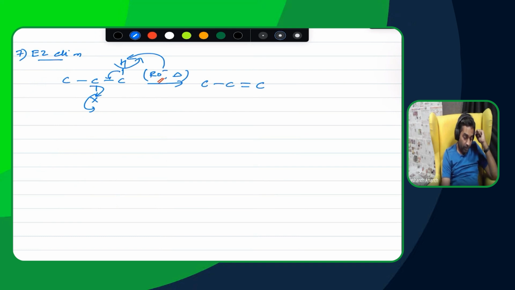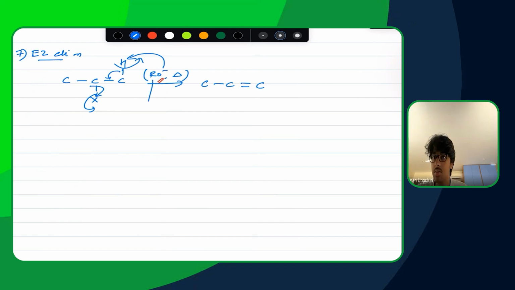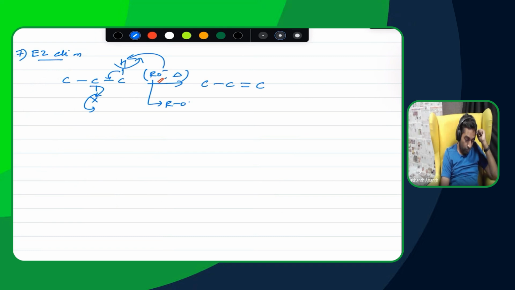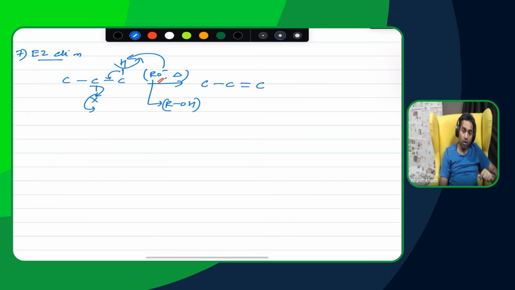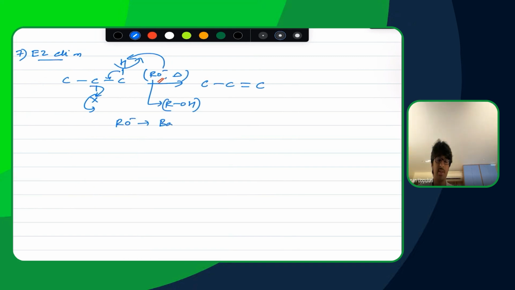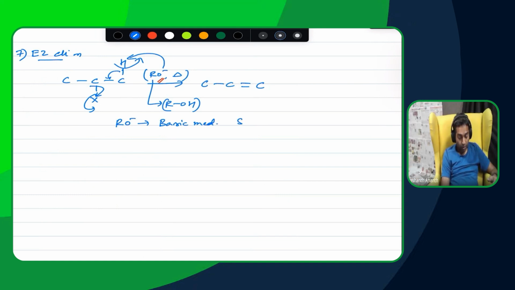Along with that, what will happen to this fellow? This fellow would have become an ROH in the process. So E2 elimination involves an alkoxide as the intermediate, as the basic medium. RO minus provides the basic medium. And the stronger the basic medium, the faster the reaction.